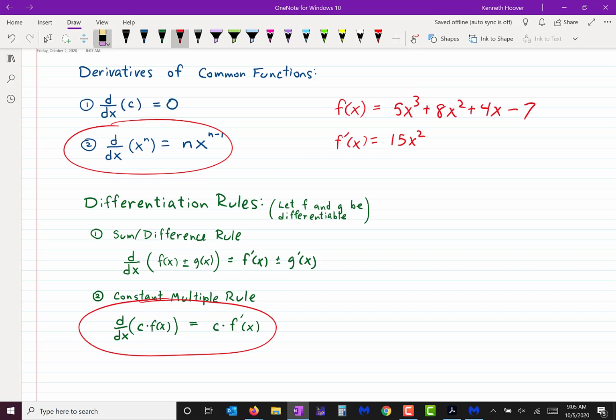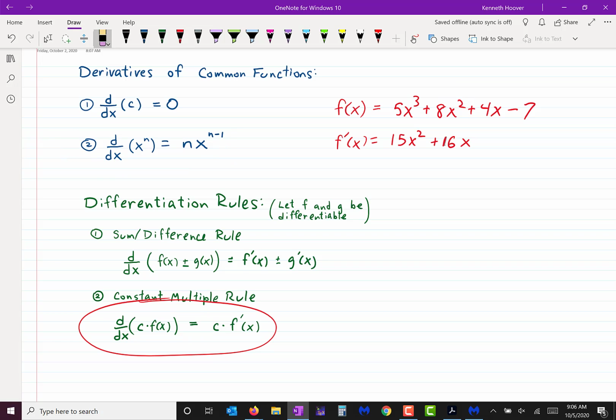Let's do the same thing for the next term. The 2 comes down, but there's already an 8, and so we end up with 2 times 8, which is 16. And you subtract 1 from that exponent, and we have the new power is 2 minus 1, which is 1. And so we end up with 16x.